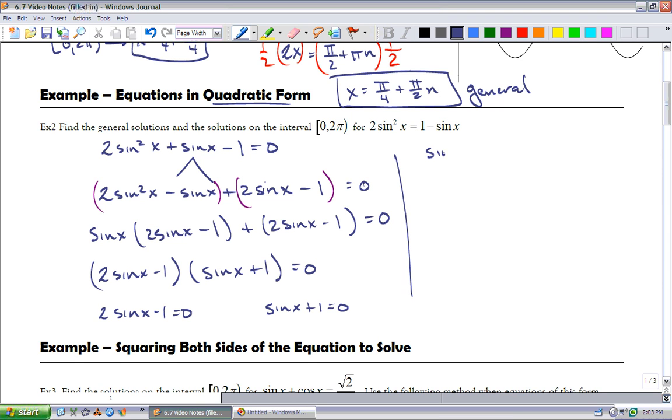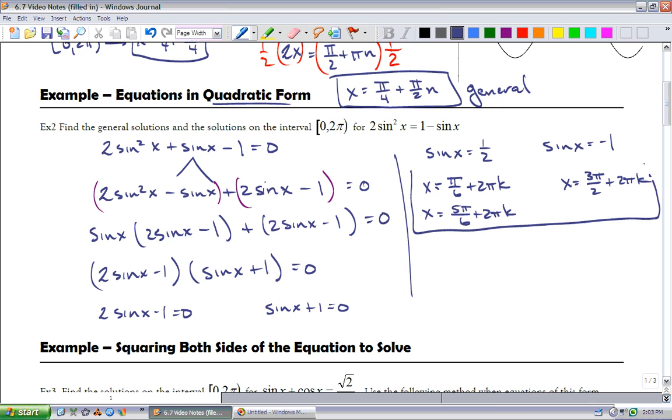So we get, where does sine x equal 1/2 and where does sine x equal -1? Well, that happens when x equals pi over 6 plus 2 pi k, or when x equals 5 pi over 6 plus 2 pi k. Those are the two general solutions for that factor. Sine equals -1 when x equals 3 pi over 2 plus 2 pi k. Okay, so here would be all of our general solutions.